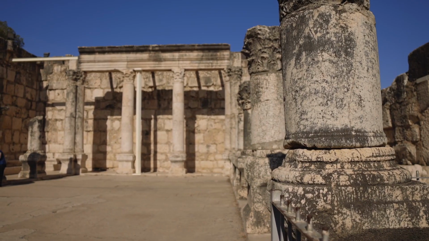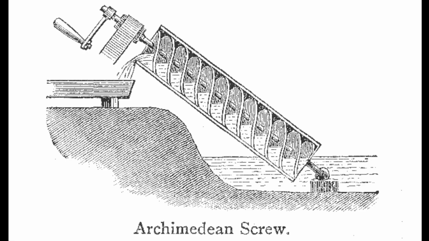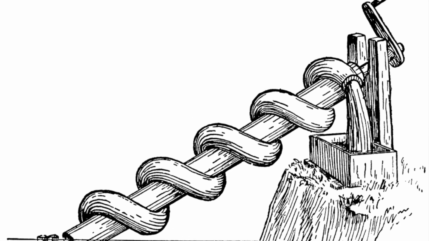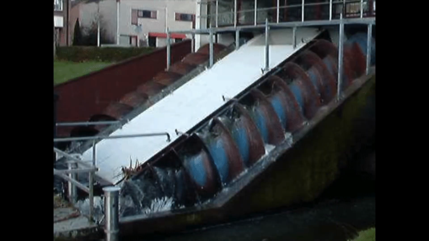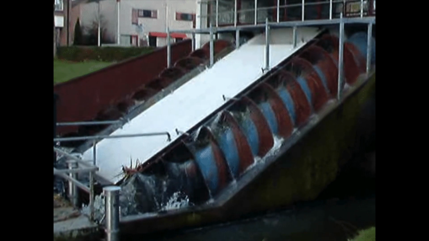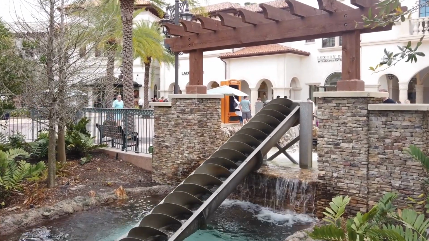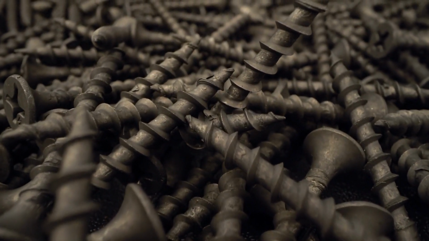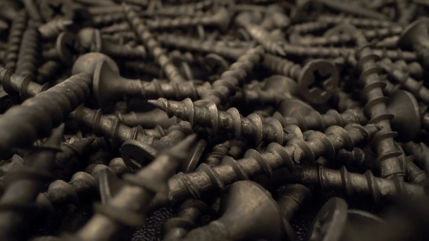Our journey begins in ancient times, where rudimentary forms of screws were used in devices like the Archimedes screw, a helical pump believed to have been invented by the Greek mathematician Archimedes in the 3rd century BCE. These early screws were primarily used for tasks like lifting water and grain, showcasing the ingenious principles of rotational motion and mechanical advantage. These primitive screws laid the foundation for the development of more sophisticated designs in the centuries to come.